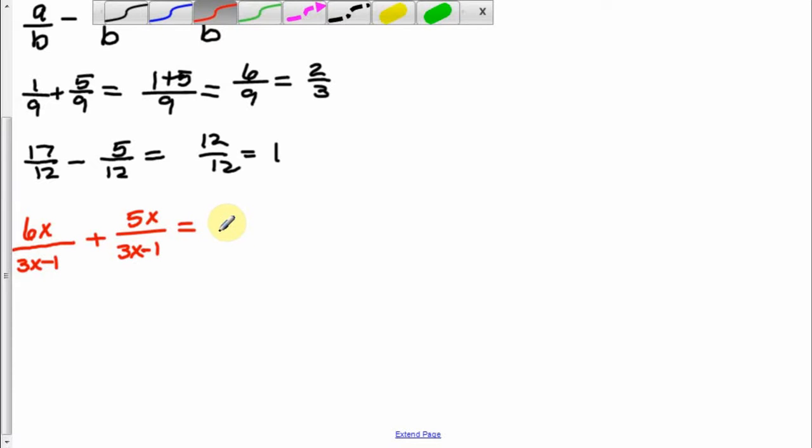The denominators are the same, so that means you keep the denominator of 3x minus 1 and you add the numerators. 6x plus 5x is 11x over 3x minus 1.